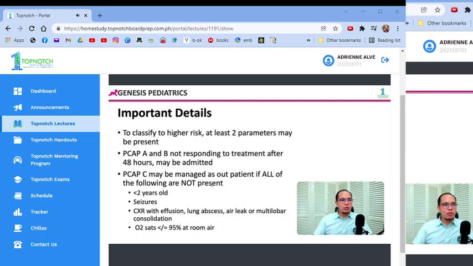So pag not present lahat ng features na to, ibig sabihin more than 2, walang seizure, yung X-ray niya, walang effusion, walang abscess, walang consolidation, at yung oxygen sats niya, okay, even if it's PCAP C, technically, strictly speaking, you can manage it as outpatient. Okay? But for me personally, I admit my patients who are PCAP C. So medyo mas risky kasi yan. Pero yun nga, studies have shown na technically pwede. Okay? Pero pagdating sa preference, personally, pag PCAP C na-admit ko yan.